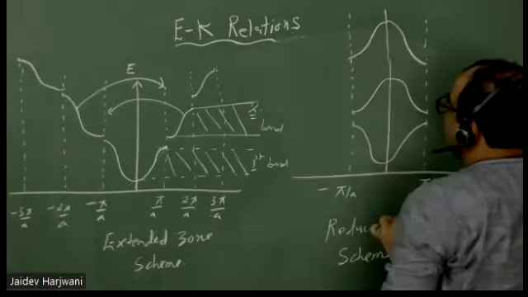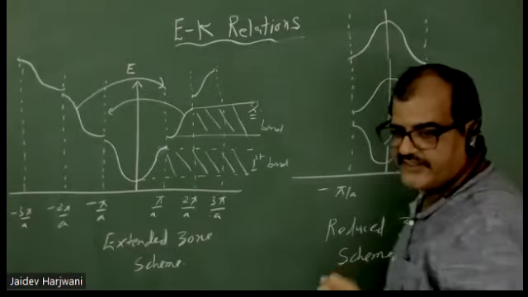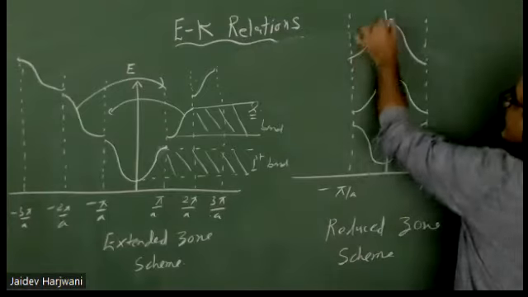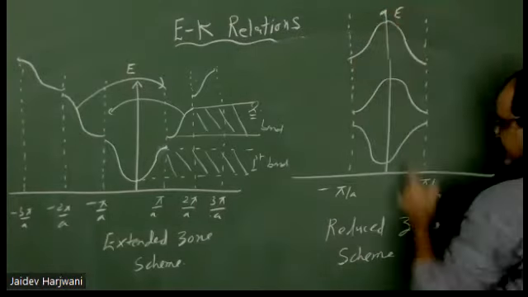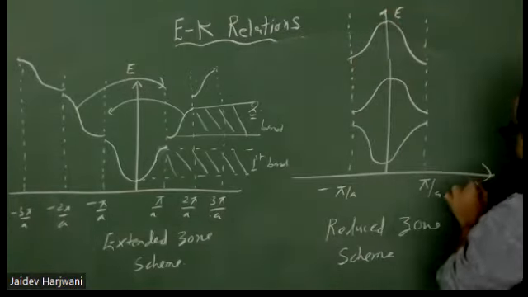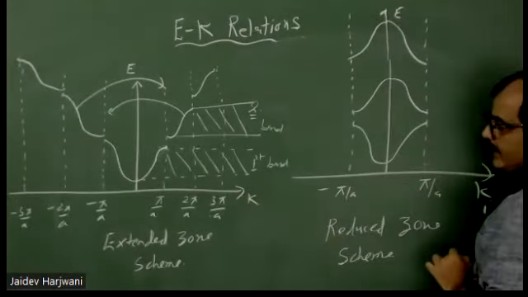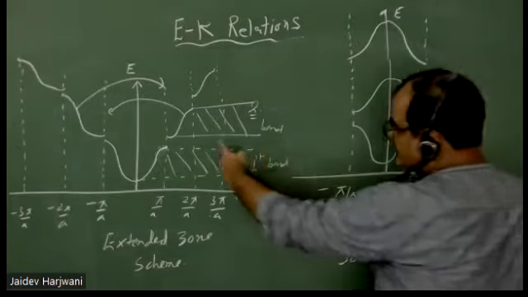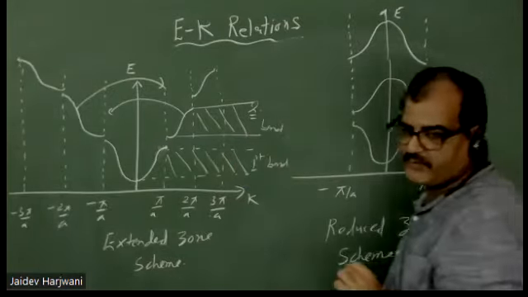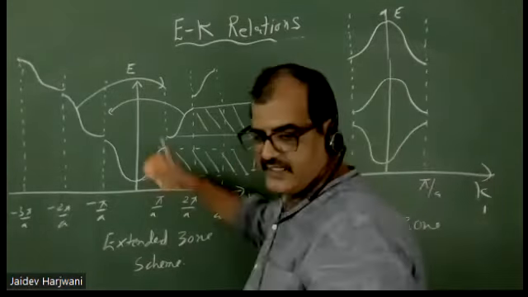Whenever you see the literature, you will always find the E-k diagram, the E-k curve, shown in the reduced zone scheme. Now this presentation and this presentation are both the same. I will tell you why. Shall I rub this one out?